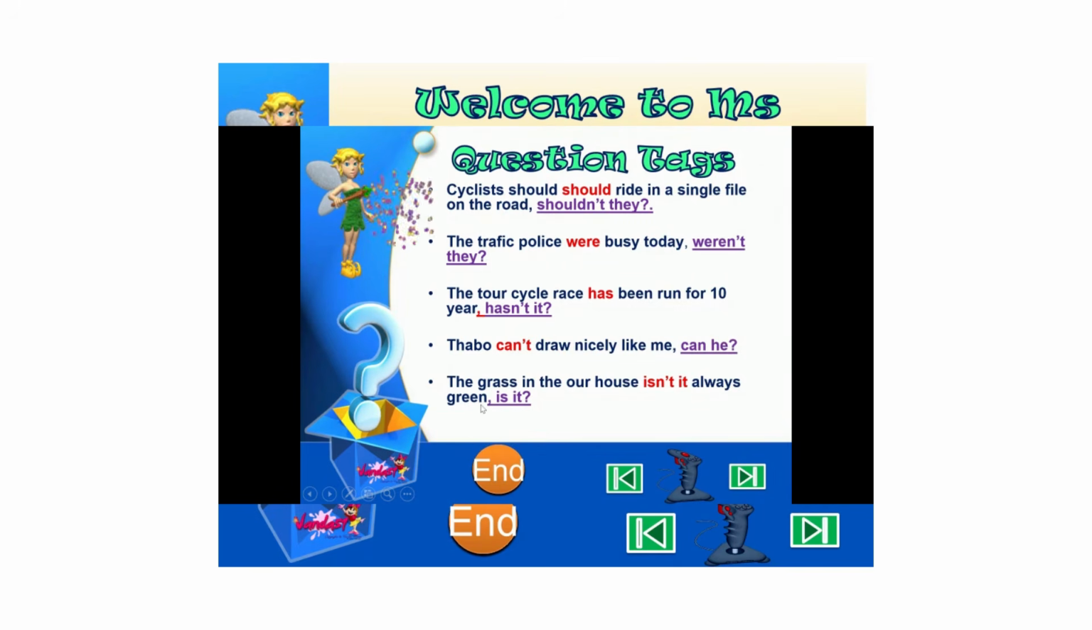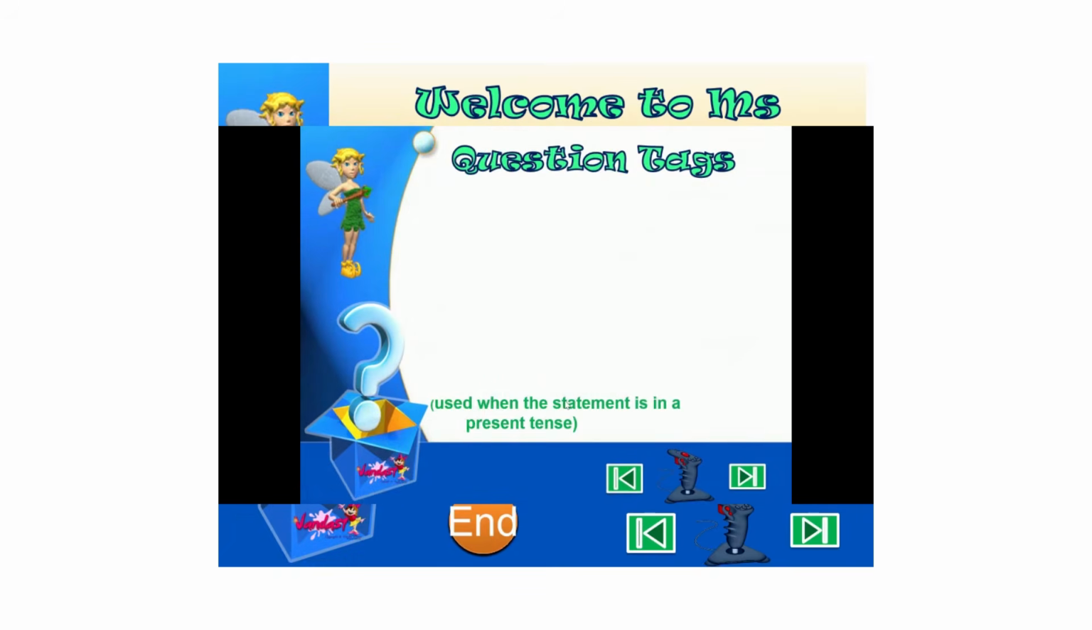Now, the last one, the grass in the house isn't always green. So again, this one, the statement is negative because the auxiliary verb is contracted. Now we need to add a question tag that is positive. So it's going to be, is it? Then a question mark. Let us move along.